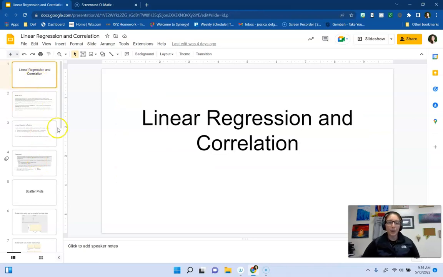But let's get into linear regression and correlation. For this video, you're going to want to have a TI-84 calculator handy, because there are going to be some parts where you want to follow along with me for the calculator instructions.